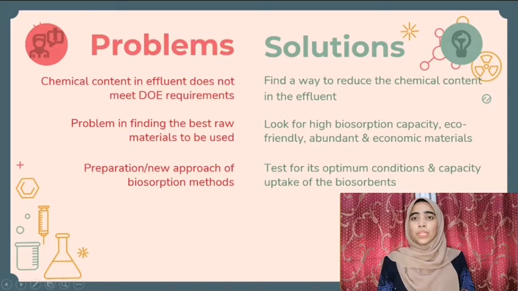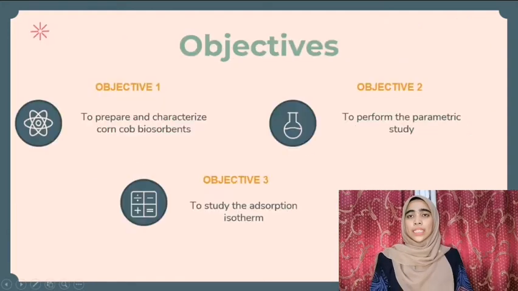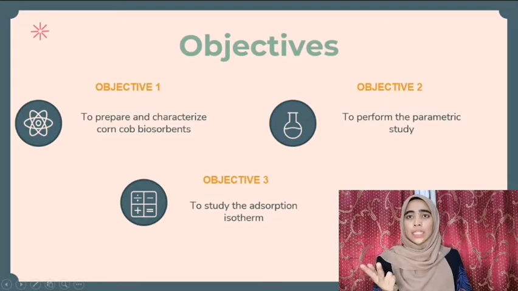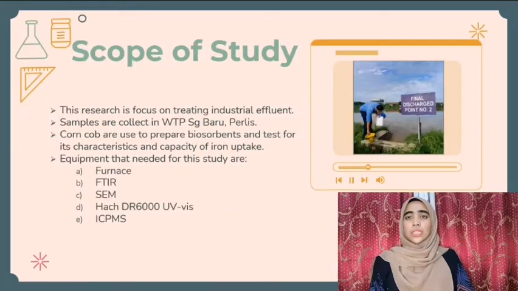The last problem faced is on preparing the best or new approach of bioabsorption method. First thing first, the chosen raw materials as biosorbent will be dried or treated before it is able to perform a series of experiments. The series of experiments is carried out to determine the optimum condition for the biosorbent to perform at its best. Objectives stated here are the answer for the question on how to prepare and characterize Concorp biosorbent, how does the variation of biosorbent parameters affect the ion uptake, and what is the suitable absorption isotherm to be used. This project is focused only on treating ions in the industrial effluent.